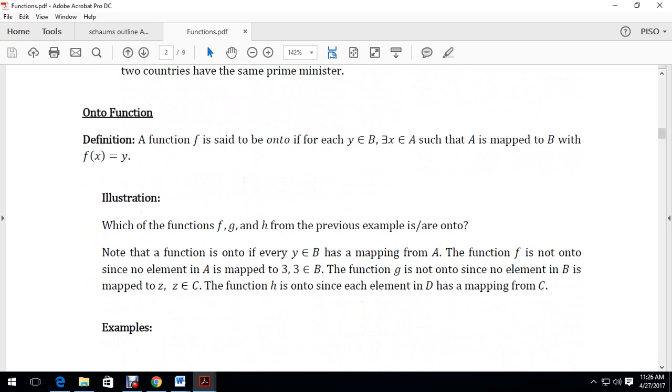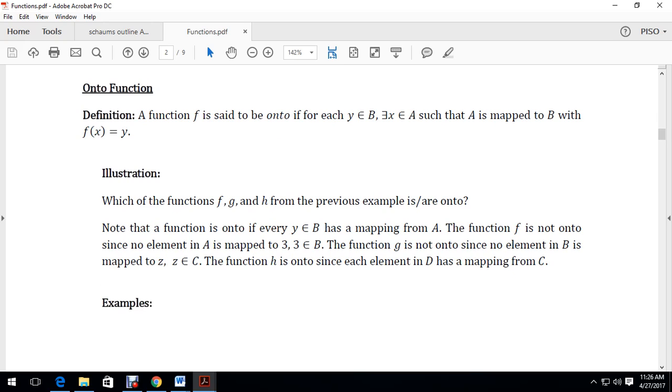Okay, so let's now proceed with the second type of function, the onto function. Now, an onto function: a function f is said to be onto if for each element y in B there exists x, an element in X, such that x is mapped to B with f of x equal to y. Okay, so to further understand the definition, let us take an illustration and a few examples.